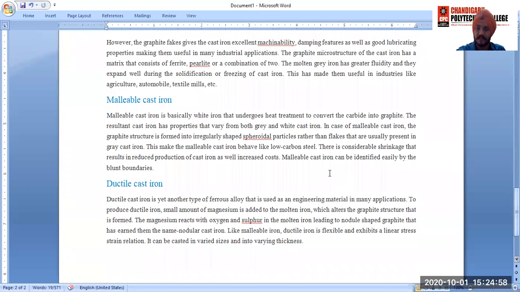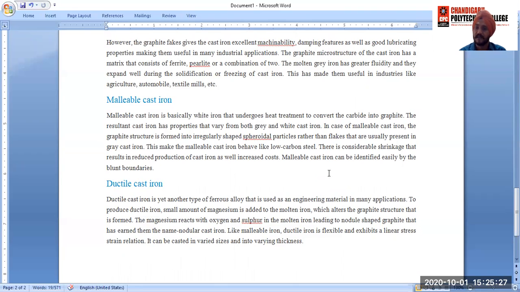Next is the malleable cast iron. Malleable cast iron is basically white iron that undergoes heat treatment to convert carbide into graphite. During the heat treatment process, the white iron is converted from carbide into graphite. The resultant cast iron has properties that vary from both gray and white cast iron.